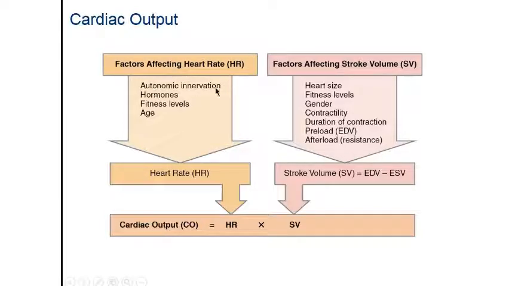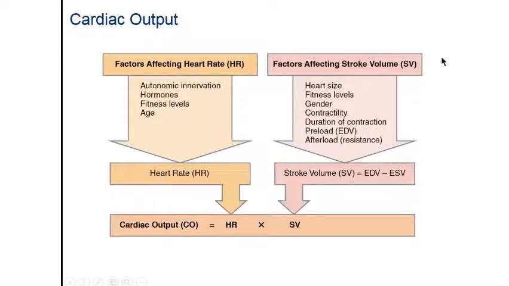So autonomic interventions refers to just your nervous system regulating your heart rate as needed. So for example, if you're exercising, then your heart rate goes up, right, to compensate for the demand for oxygen, and that could in turn increase your cardiac output. Hormones such as adrenaline could increase your heart rate. Fitness level: if you're physically fit, your heart rate might be lower, right, reducing your cardiac output. Your age, of course, plays a role as well.